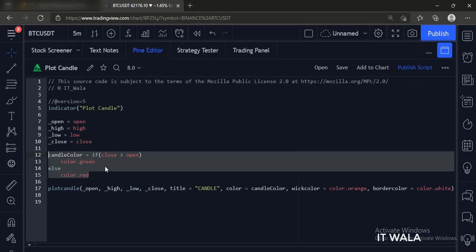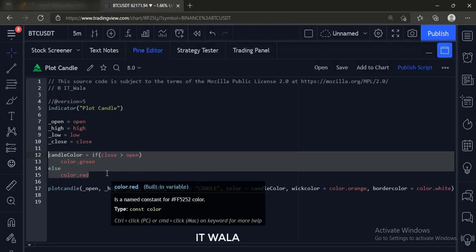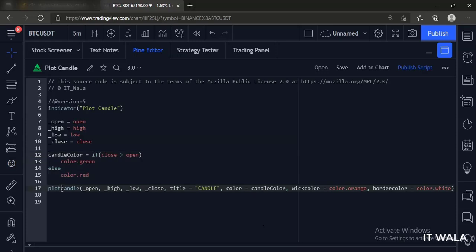Then if the open is greater than low, that means if the candle is bullish, then we set the candle color to green. And if the candle is bearish, we set the candle color to red. At last, we use the plot candle function, and pass the open, high, low and close values. Then we set the title and color of the candle.